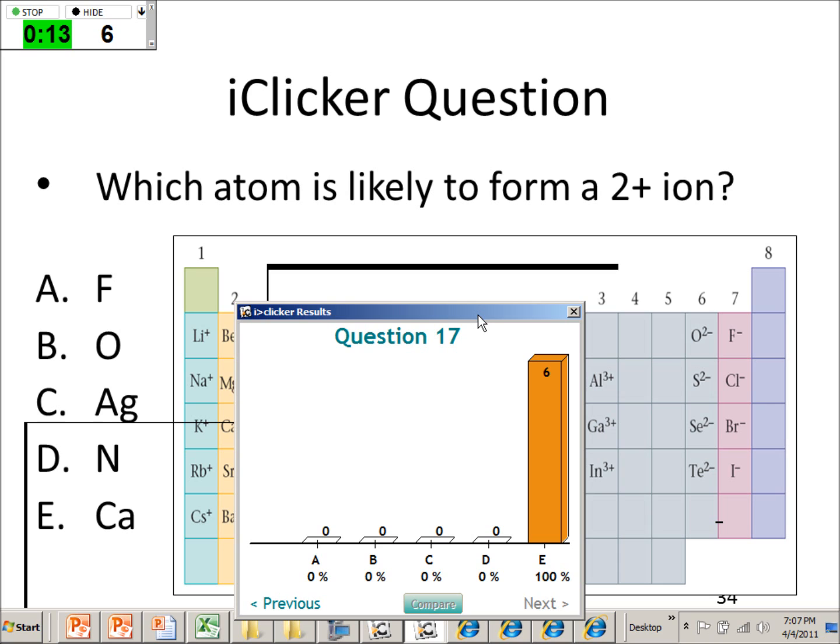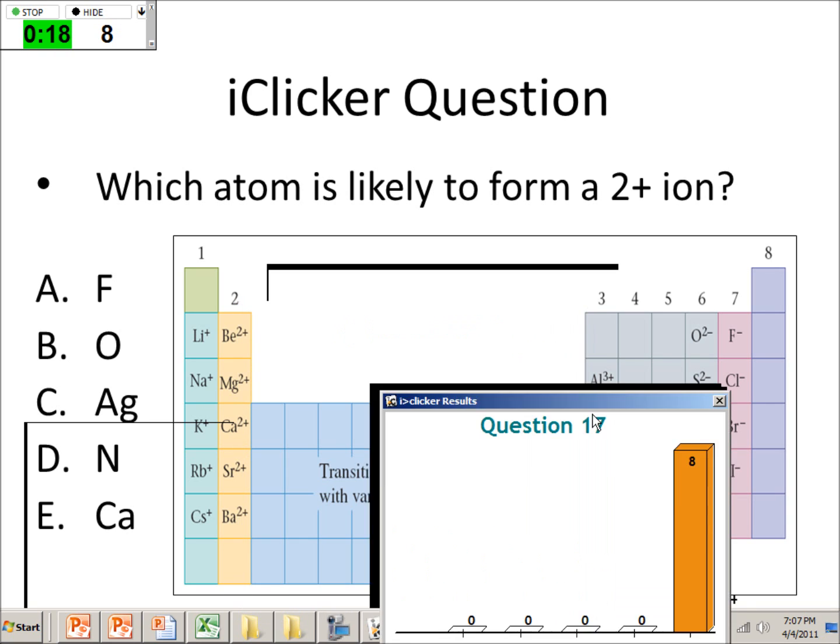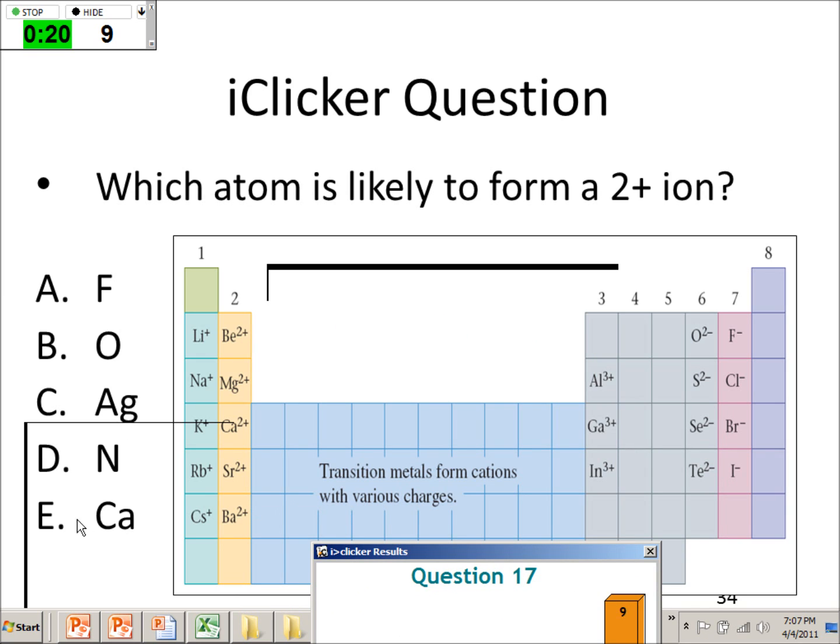Does anyone want to say nitrogen after I said nitrogen is going to have a 3-? All right, everybody loves E. Very good. So E is calcium. See, it's over here in the 2 group. It's a metal. It's going to lose electrons. It's going to lose how many? 2 to get to this noble gas configuration.